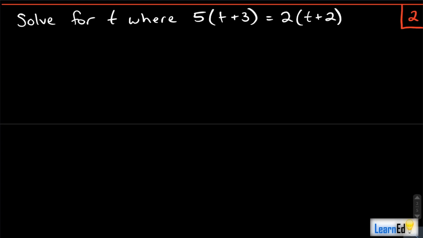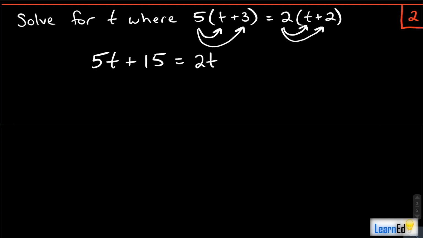All right, so just a little bit of advice there. We can start off this problem by distributing this 5. Okay, and we distribute that by just multiplying 5 to the t, right? And then multiplying 5 to the 3. So we get 5t plus 15. That's going to equal, now we distribute the 2. So 2 times t is 2t, and 2 times 2 is 4.